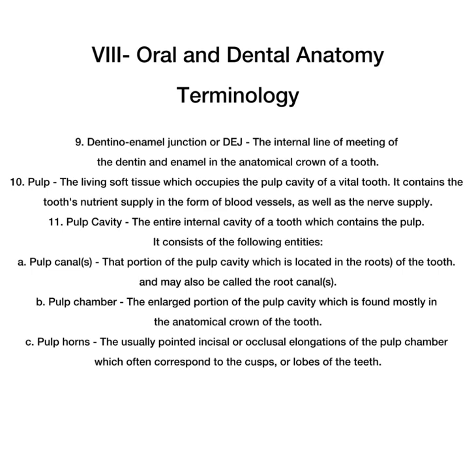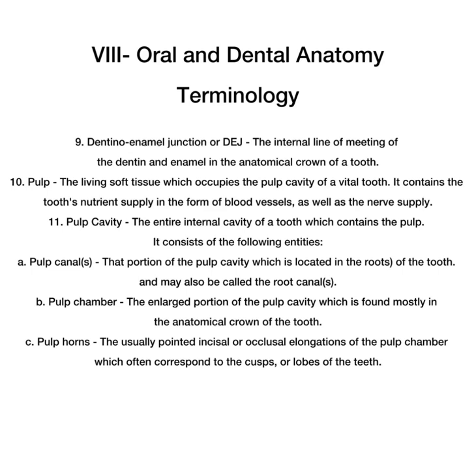Eleven is the pulp cavity: the internal cavity of a tooth which contains the pulp. It consists of the following entities: pulp canal, pulp chamber, pulp horn. Pulp canal: that portion of the pulp cavity which is located in the root of the tooth, and may also be called the root canal.